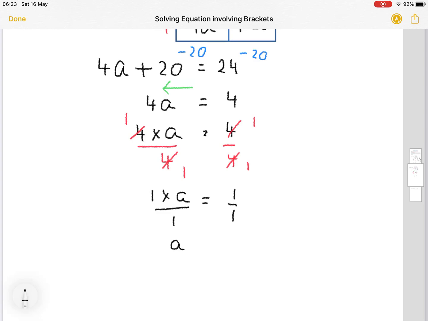That means that 1 times a all over 1, times a is a. Division by 1, it's still an a. 1 divided by 1 on the right hand side is 1. Okay, so that is my answer.